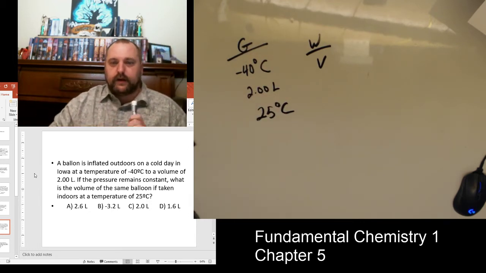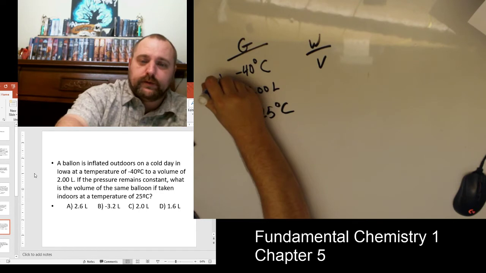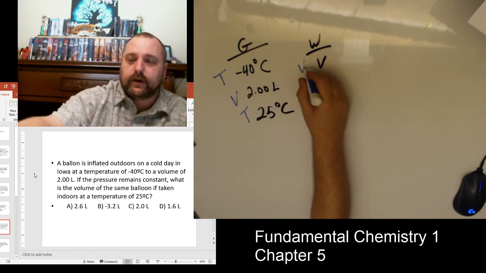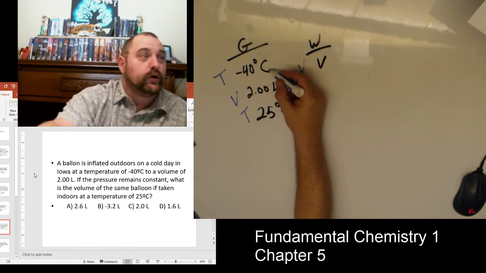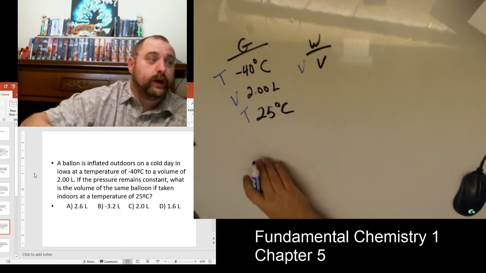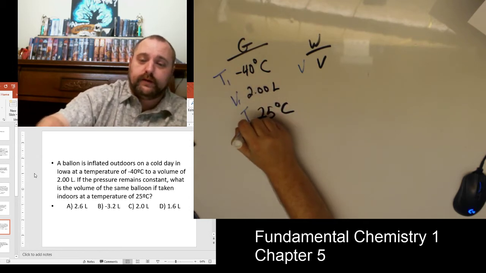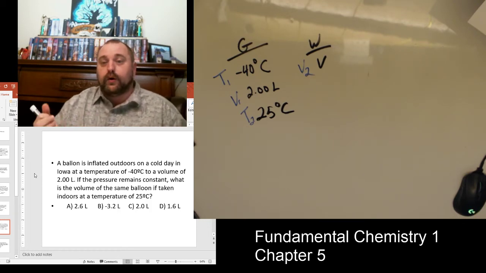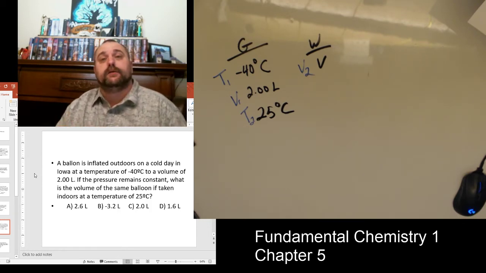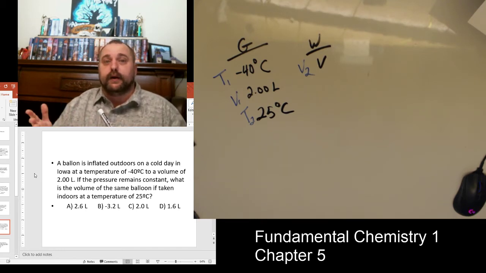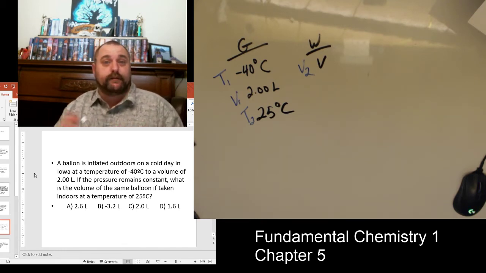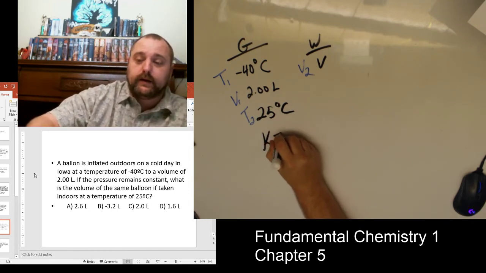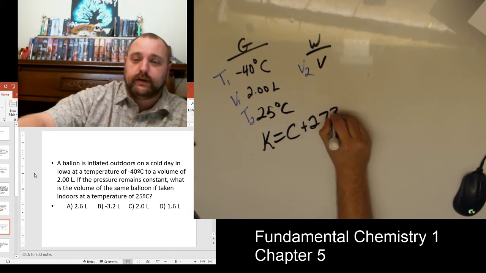So what they want is volume, what they gave me. So I'm going to make my list. I've got temperature, I've got volume, I've got another temperature, we got another volume. So minus 40 and 2 liters, those went together. So I'm going to put 1s and 2s for the others. Now I want to double check everything's in the right units. One thing students miss a lot is they forget and use Celsius instead of Kelvin. So all my temperatures need to be in Kelvin.